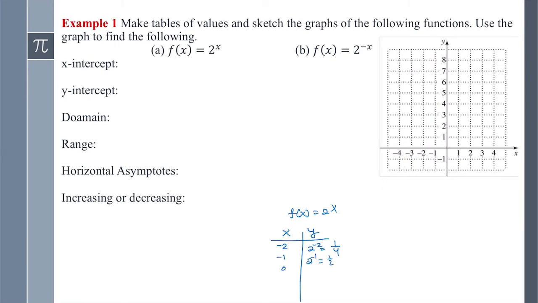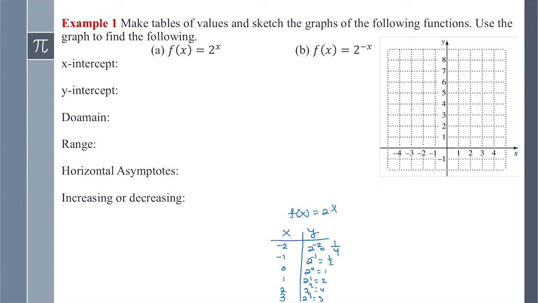If I take 0, 2 to the 0, which is 1. If I take 1, 2 to the 1, which is 2. If I take x equals 2, then we get 2 squared, which is 4. If I take 3, 2 cubed, which is 8, and so on. So we know what those values are.